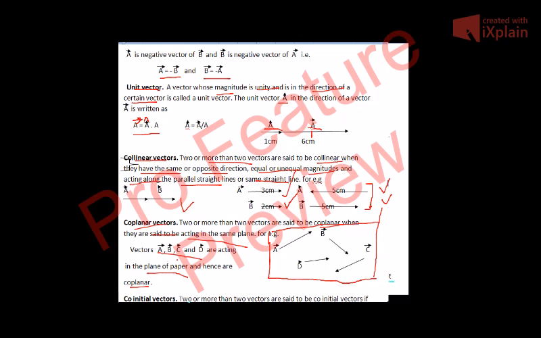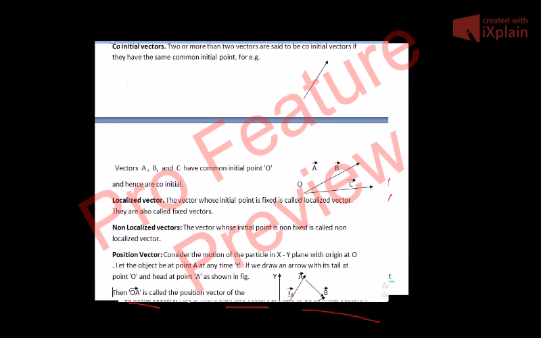Now, co-initial vectors. Two or more than two vectors are said to be co-initial vectors if they have the same common initial point. For example, you can see there are three vectors A, B, and C. They have the common initial point O.